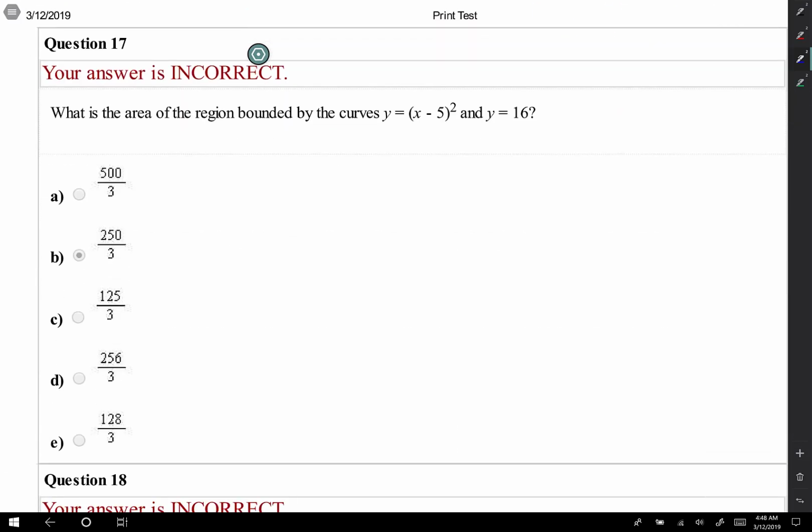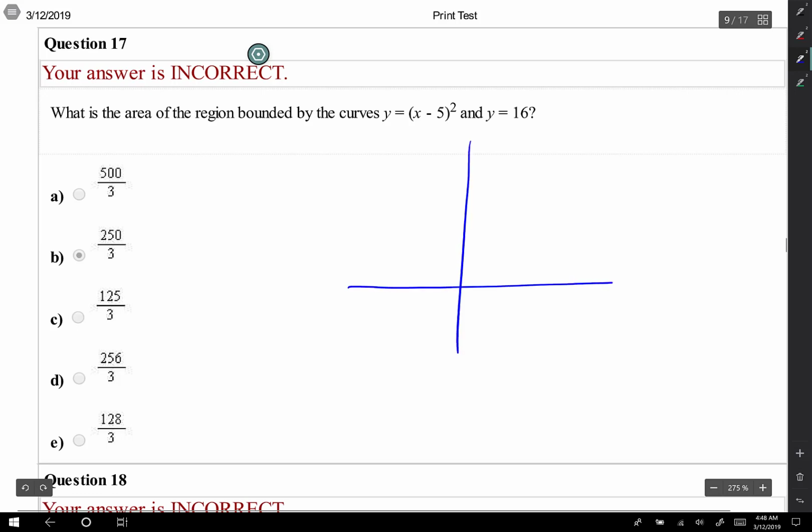Go to the next one. Find the area of the region bounded by the curve. All right, so (x minus 5) squared is just a parabola, moved 5 to the right. So it looks something like this. Let's see, 0, 25. It's not drawn to scale, but whatever. And then y equals 16 is just a horizontal line. 16.